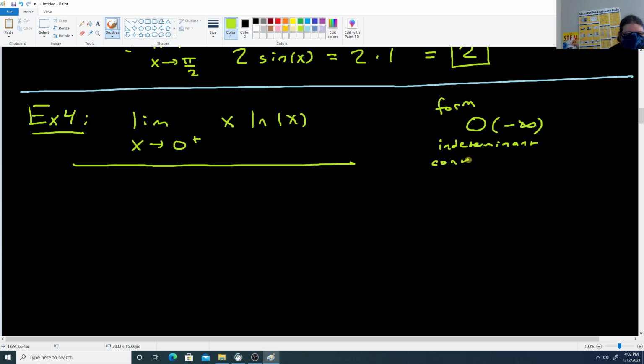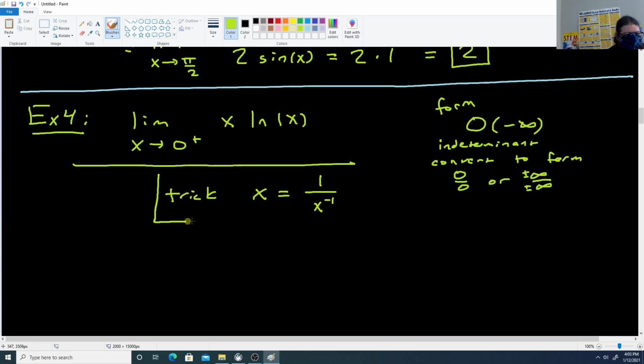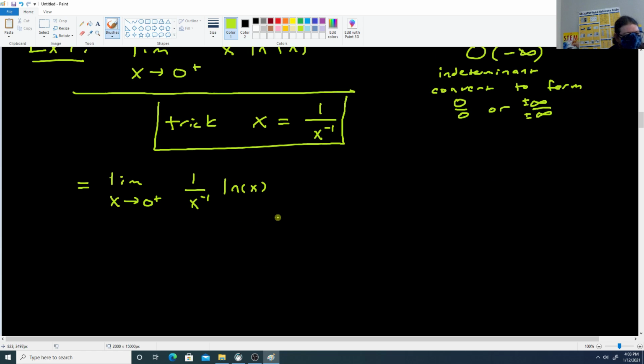But what we need to do is convert to form 0 over 0, or infinity over infinity. Could be positive or negative, like you could have negative infinity over infinity. We need to convert to one of these two forms, basically. So the easiest trick, if you have x, you can move it to the bottom of a division as x to the negative 1. So for this one, if I algebraically rewrite the original, instead of x, I have 1 over x to the negative 1, times natural log of x. And natural log of x is the same as natural log of x over 1. So this will be the limit as x approaches 0 of natural log of x over x to the negative 1.